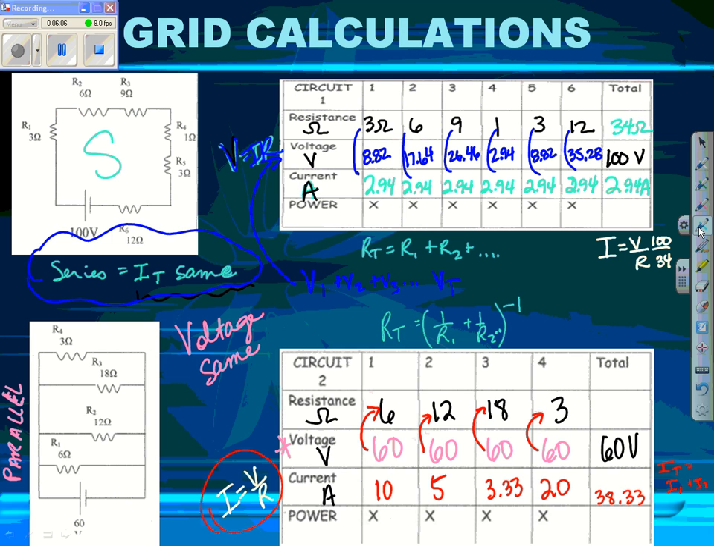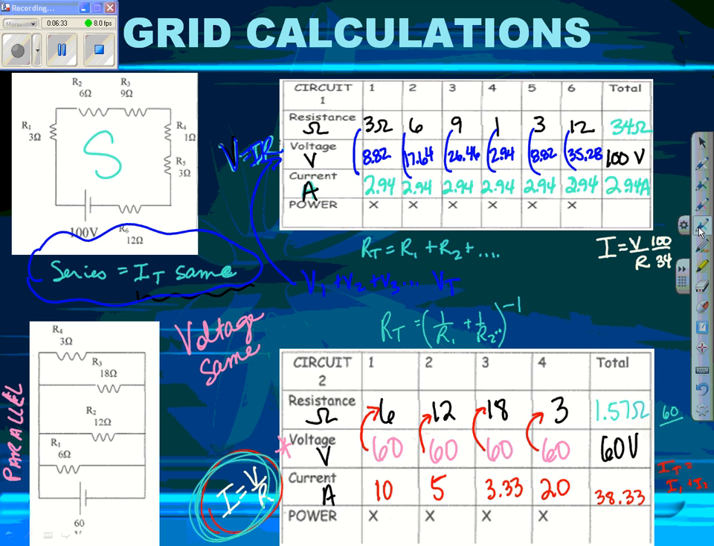And then you're going to take the reciprocal of whatever you get as that answer. So we're going to take 1 over 6 plus 1 over 12 plus 1 over 18 plus 1 over 3 equals, and then we're going to take the reciprocal of that number. When you do that, you should get 1.57 ohms.